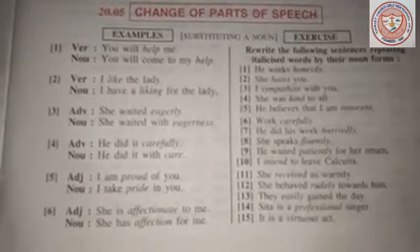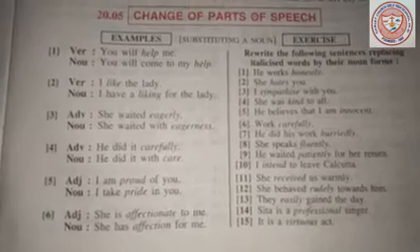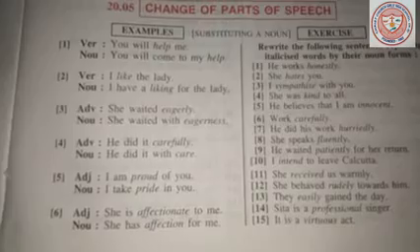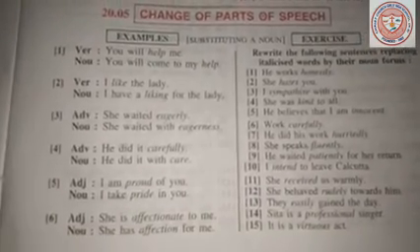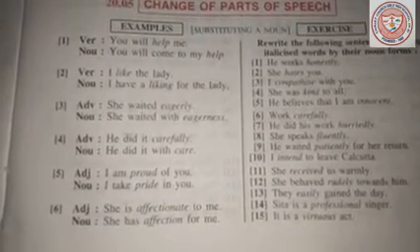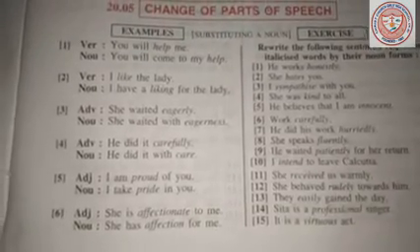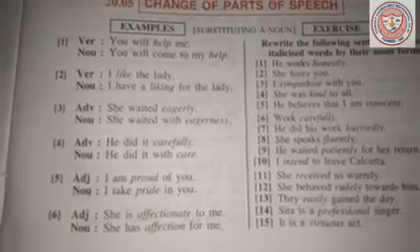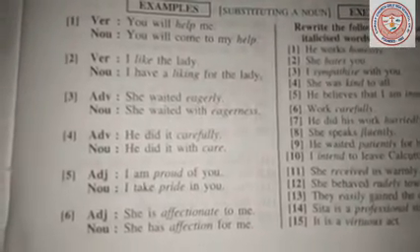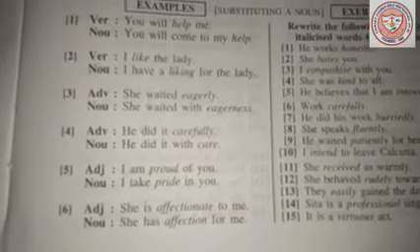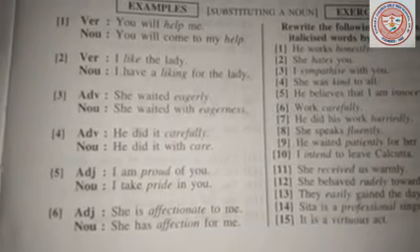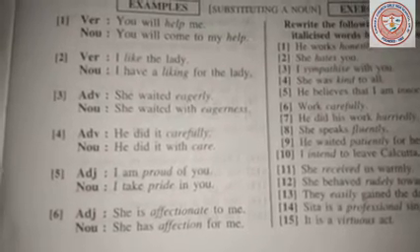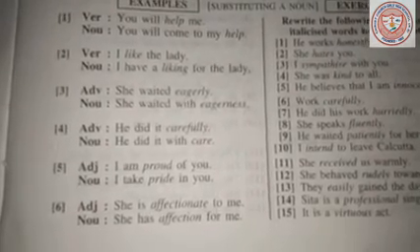Now let us remind ourselves about the change of sentences according to their changes in parts of speech. So now this is for substituting a noun. How can we do it? Let us see some examples. Okay. Number one is, you will help me. So help is in its verb form. It will be transformed into its noun form. You will come to my help. So help in this sentence is used as a noun.